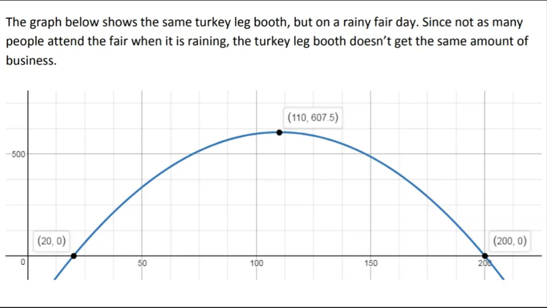So here we can see the x-intercepts are at 20 and 200. And so that's saying that the break-even point is when they sell 20 legs and when they sell 200 legs. And we can also see the vertex at 110 legs, which again represents the maximum profit that they can make. So if they sell 110 legs, they can make a maximum profit of $607.50.